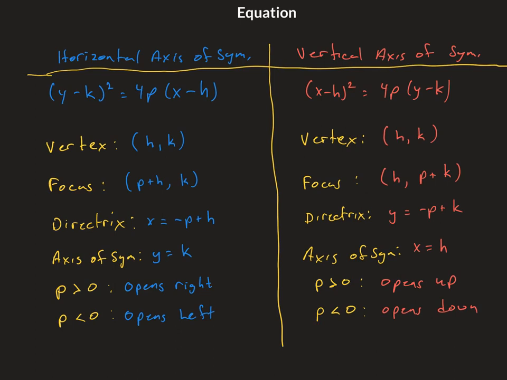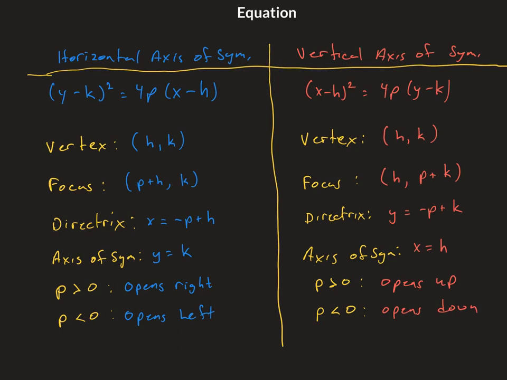The next one is the focus. P can be a positive or negative number. In fact, if P is greater than 0, this opens right. If P is less than 0, this is going to be a parabola that opens left. But regardless of what that P value is, be it positive or negative, to locate the focus, I'm just going to plug that number in here, and the focus will be at P plus H, comma, K.